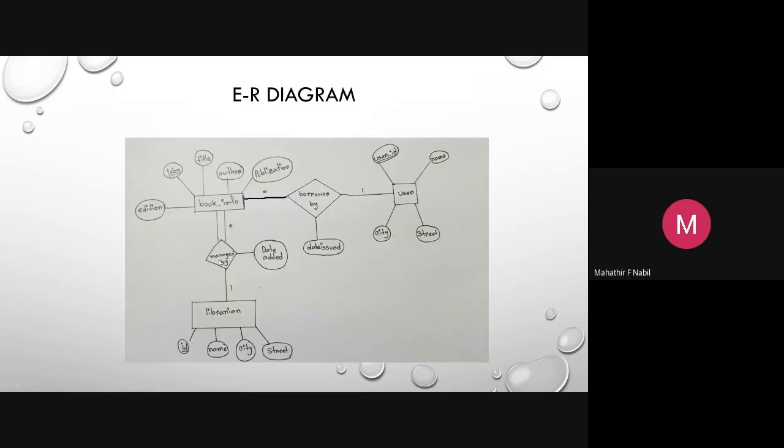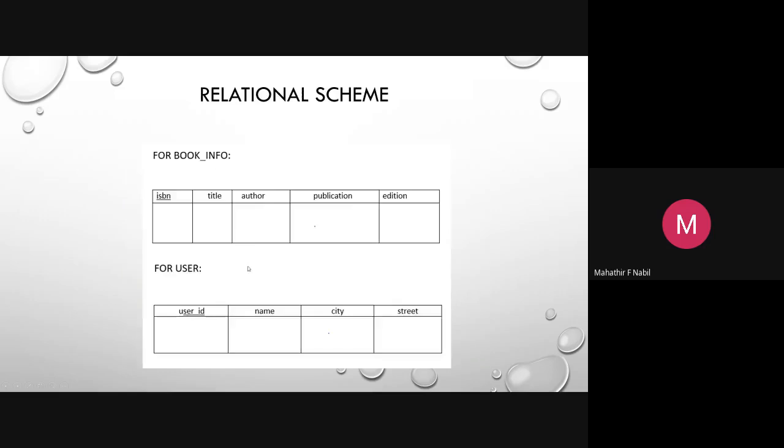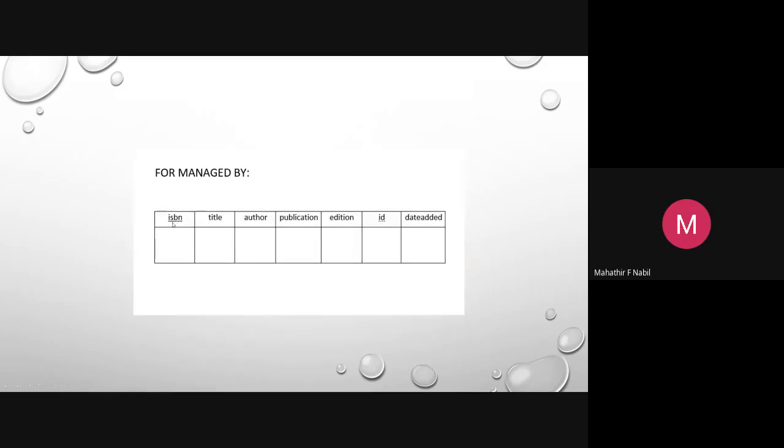For the librarian section, here we can see that this is a many-to-one relationship with total participation on the book side. The rule relating to this is to add all the attributes of the many side. So the many side is this: ISBN first, then title, author, publication, edition, and then also add the primary key of the librarian, and the additional attribute of the relation itself. So for managed by: ISBN, title, author, publication, edition. Then we have ID of the librarian and date added.